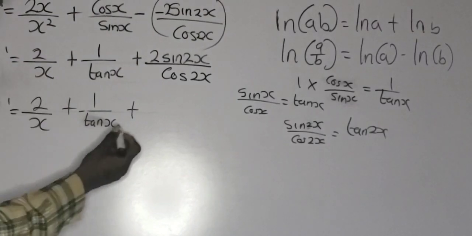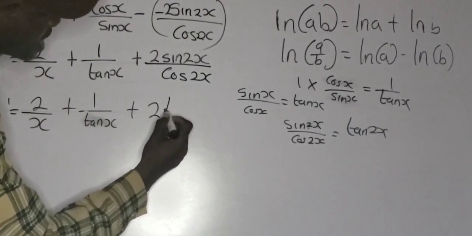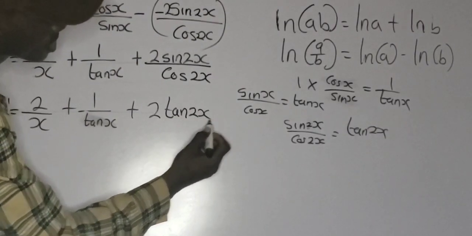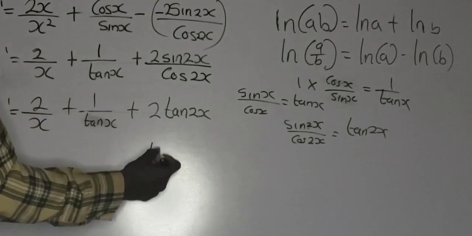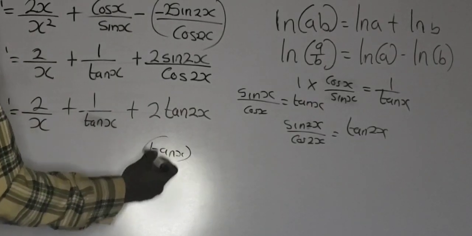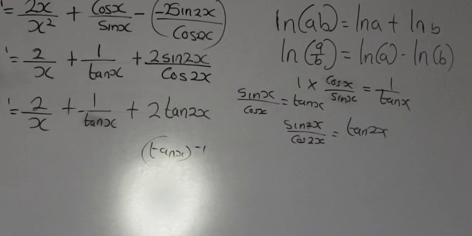So let's use the same approach. So I'm going to have 2 tan 2x. Do you understand? So now we have gotten to this point. Is there anything to simplify again? You can proceed to simplify and raise tan x to the power of minus 1 if you like. But I will leave my answer like this, okay? So the derivative of y is equals to 2 over x plus 1 over tan x plus 2 tan 2x.